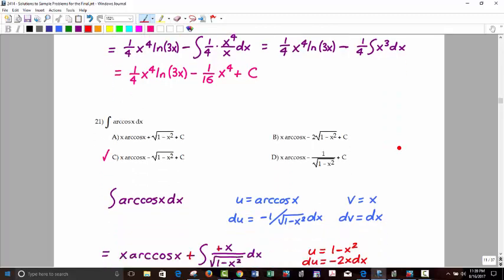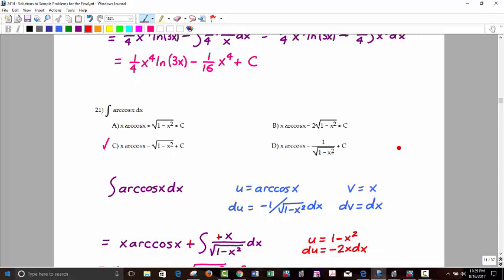Now, arc cosine of x dx. Now, you might say, hey, I don't see an x term here. I said the u had to be the arc. Well, if you don't see an x term, that means dv is just dx. If there's x raised to a power there, then you would use it. But if not, dv is just dx.